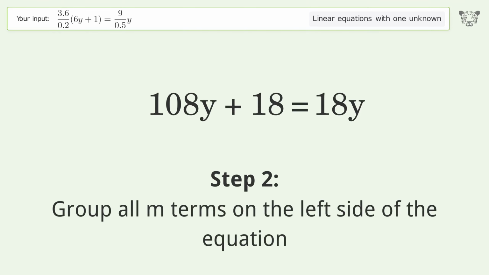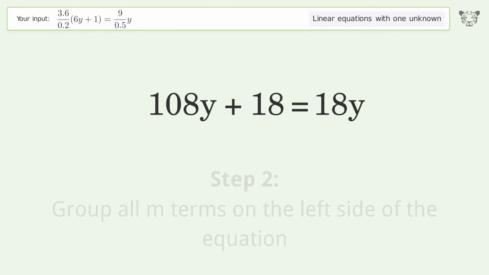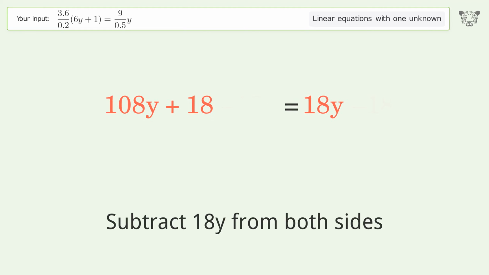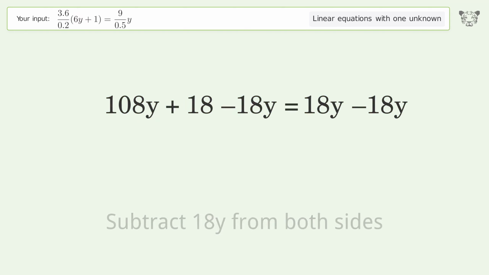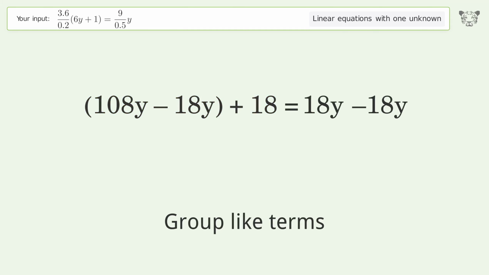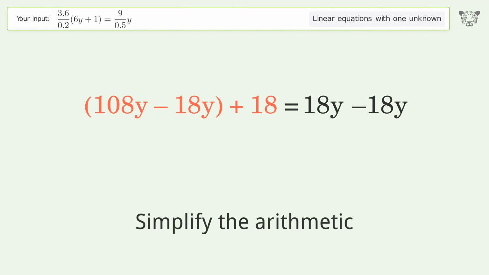Group all m terms on the left side of the equation. Subtract 18y from both sides. Group like terms. Simplify the arithmetic.